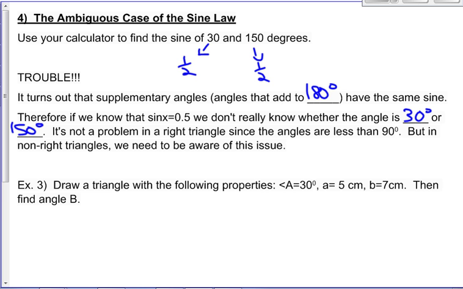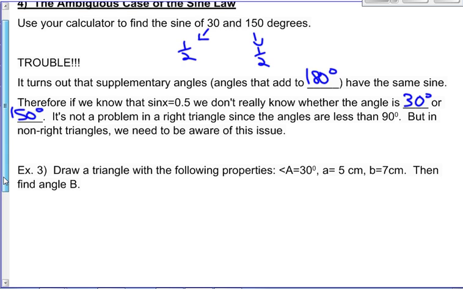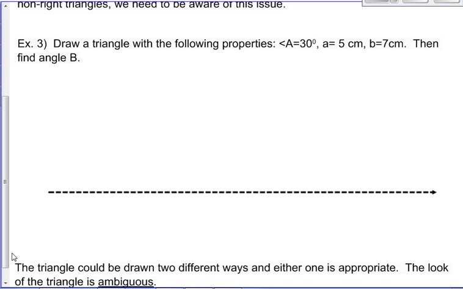That's never been a problem for us in grade 10 with right-angled triangles, since all the angles are going to be less than 90 degrees. But in non-right triangles, we need to be aware of the issue. And here's what we're going to do to illustrate that. We're going to draw a triangle with the following properties.